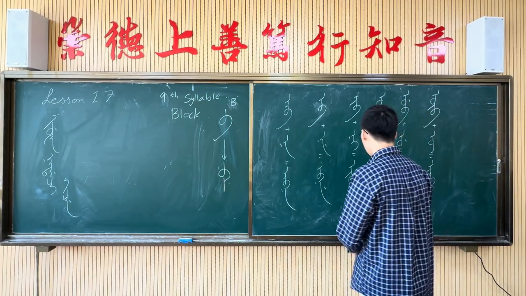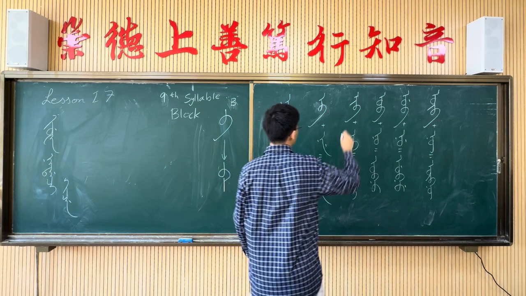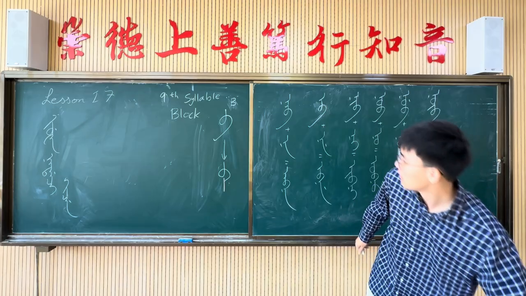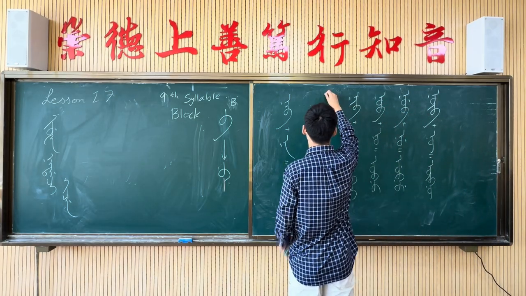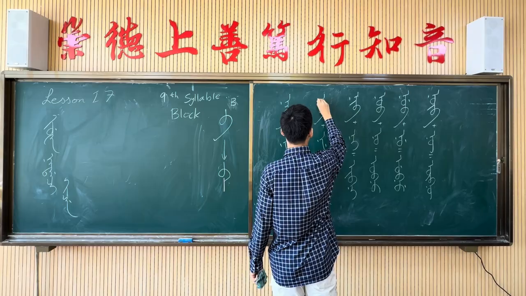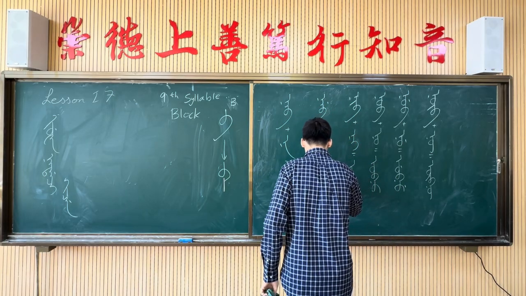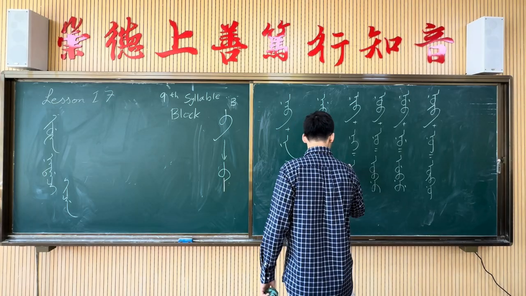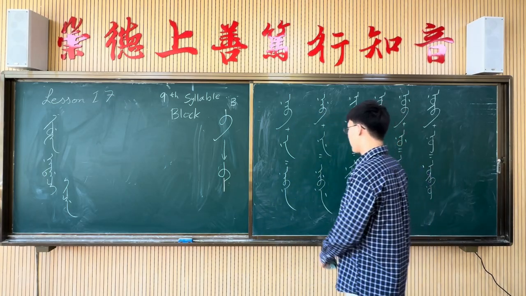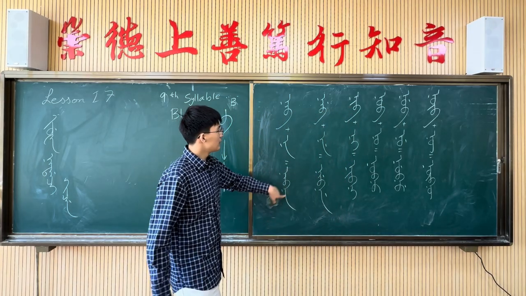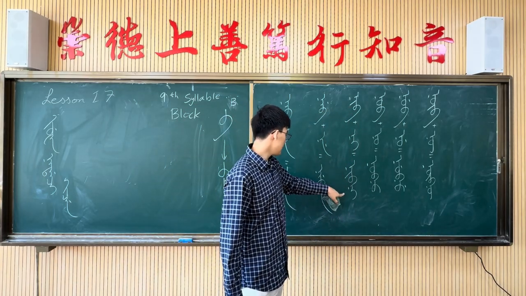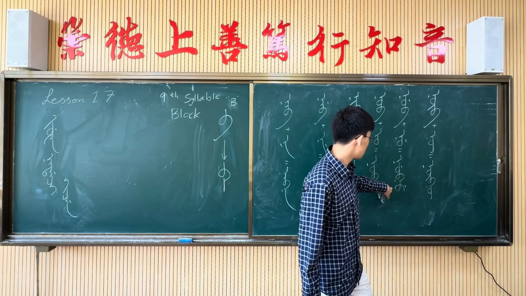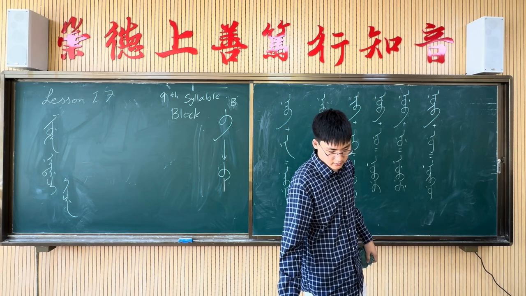Okay. Now we're going to change it a little bit. So now it becomes nabna, nubnu, nibni, nobno, nubnu, nobnu. Okay?